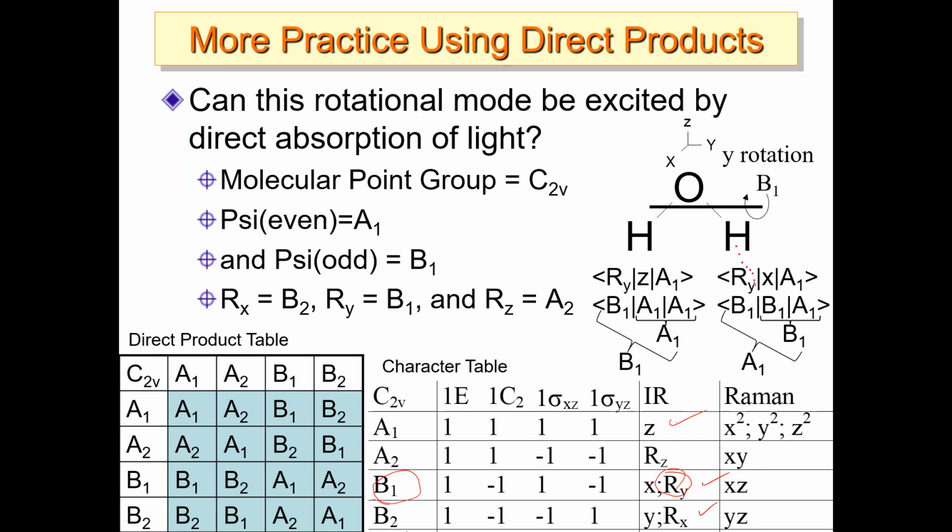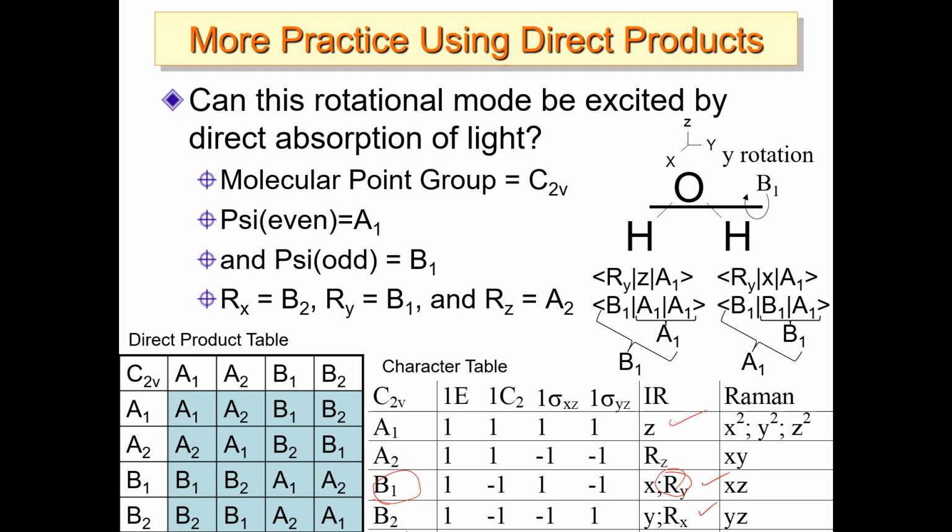X polarized light. So X is B1, that's down here. A1 times B1 is B1, and B1 times B1 is A1. So yes, X polarized light can cause rotation around Y. And so we can look at these rotations and see that if we're starting in a top row state, an A1 state, and RY is our upper state, X is going to be B1 as well. Those are kind of compatible, right? And so that's going to make it allowed.